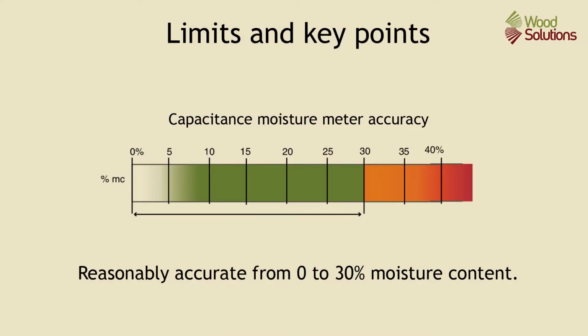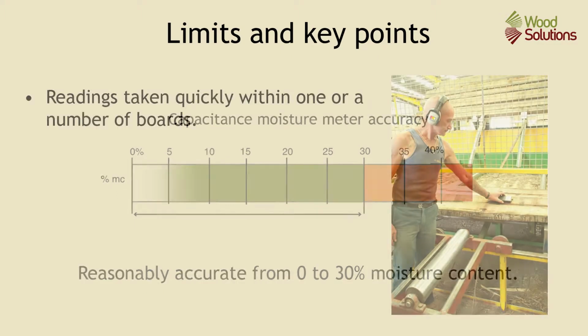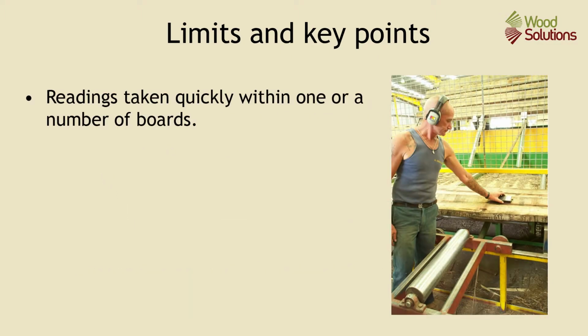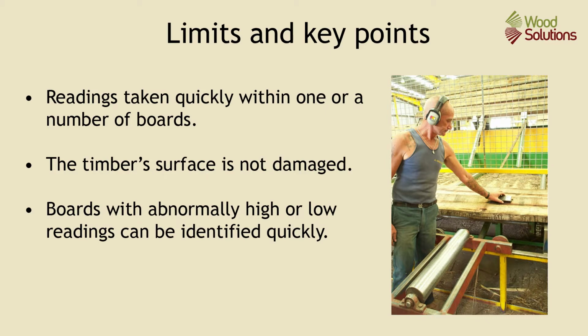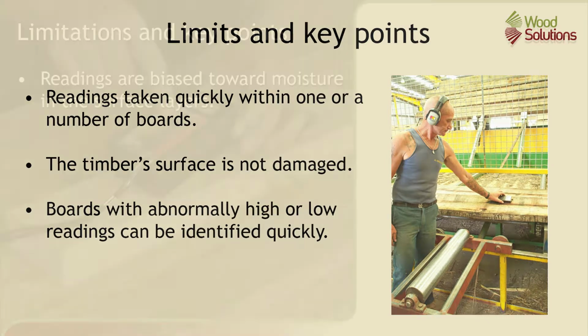There are limits to using capacitance meters and key points to remember. With density correction, capacitance meters provide a reasonable estimate of average moisture content between 0 and 30% moisture. Readings taken of timber above this range will not be accurate. Readings can be taken very quickly, both within a board or in a number of boards. The surface of the timber being measured is not damaged, and boards with abnormally high or low readings in a group can be identified quickly.